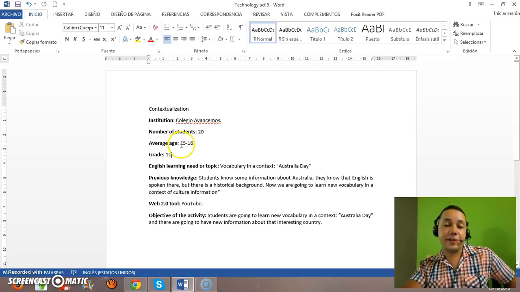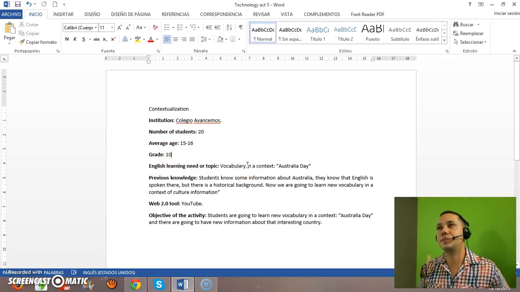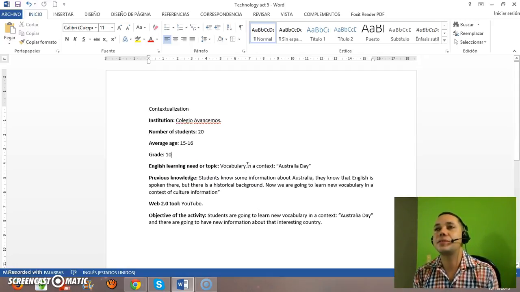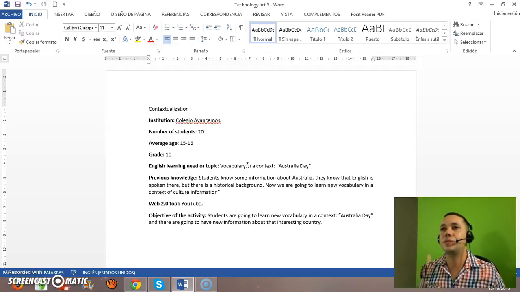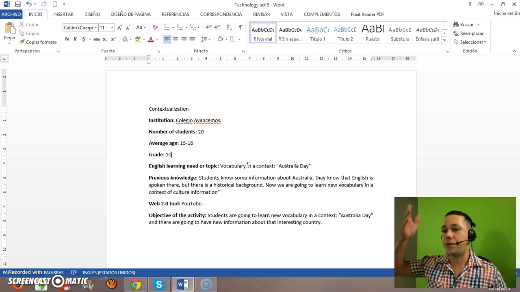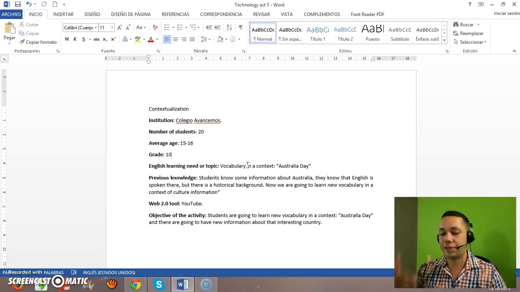Their age is 15 to 16 years old, it is the 10th grade, and the topic is vocabulary in a context. Why did I choose this? Because I know that some students want to learn new words and they need some new vocabulary. Some of them used to have a lot of vocabulary lists, or a list of new words, and they try to learn by heart, but sometimes it's really difficult to remember everything when you have a kind of list.